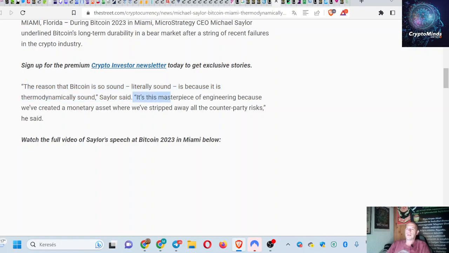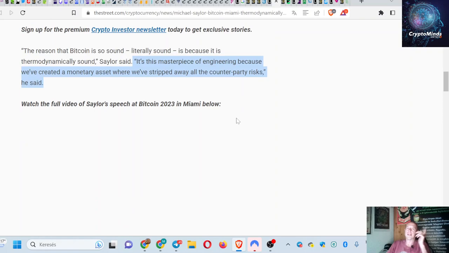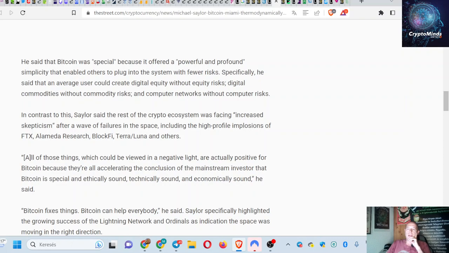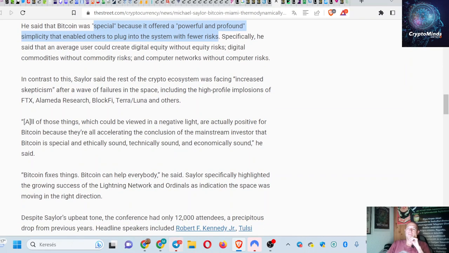This is a masterpiece of engineering because we have created a monetary asset where we have stripped away all the counterparty risk, he said. So we stripped away all the counterparty risk. Special because it offered powerful and profound simplicity that enabled others to plug into the system with fewer risks. Create digital equity without equity risk, digital commodities without commodity risk, and computer networks without computer risk.